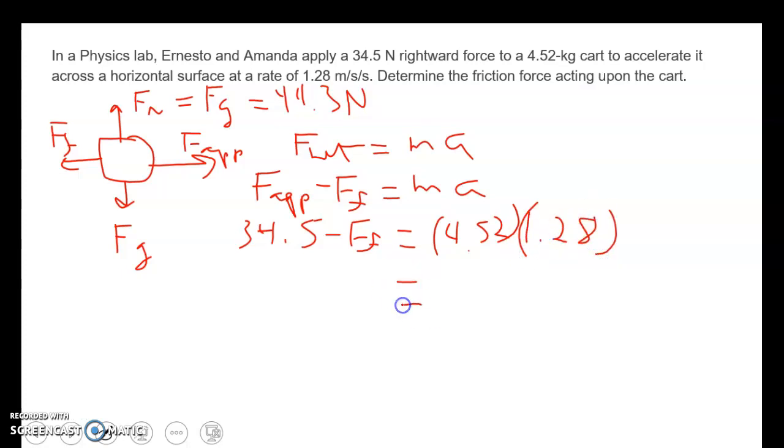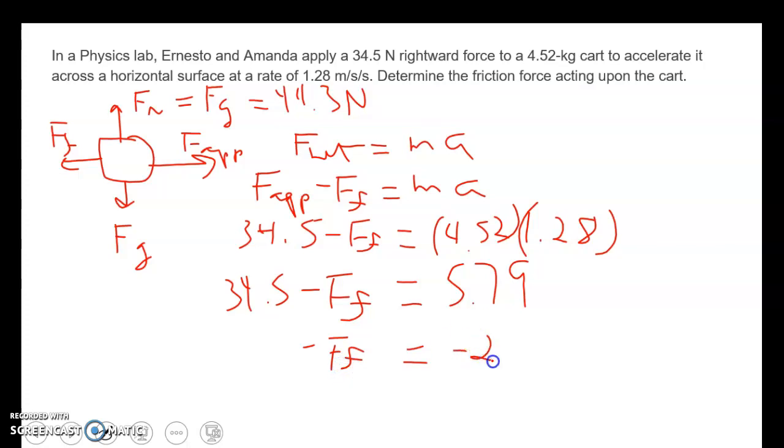We do all this math and we get 5.79 here, and we got 34.5 minus force of friction. So we subtract our 34.5 over, and we get negative force of friction is equal to negative 28.71. Just multiply both sides by negative 1. Our force of friction is 28.71. So for your free body diagram, if we're horizontal, normal force and gravity will be equal.